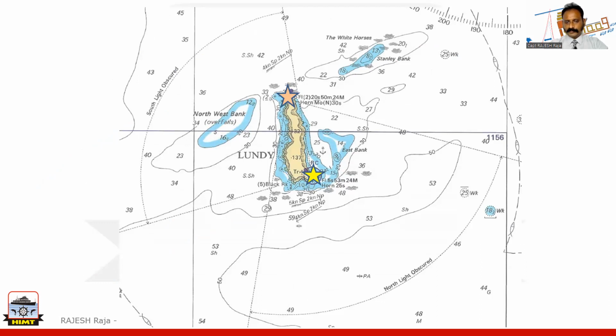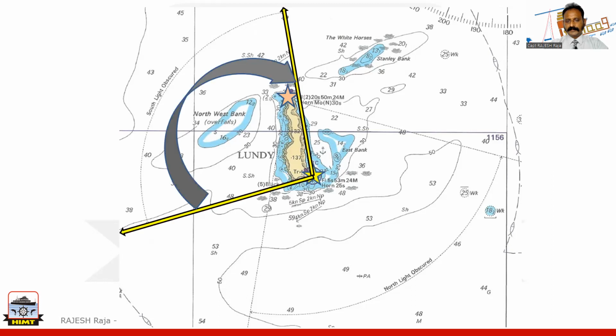Then towards the north and west of it, you can see there's an island. So the island will have maybe quite a good height. I can see around 137 meters shown. So very obviously, you will not be able to see this light in this sector. That means it is dark here. So that is what is written here, south light obscured. That means you will not see the light there.